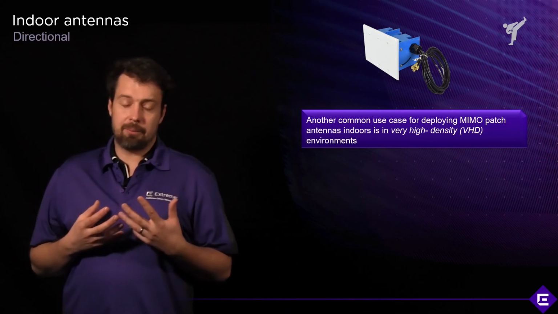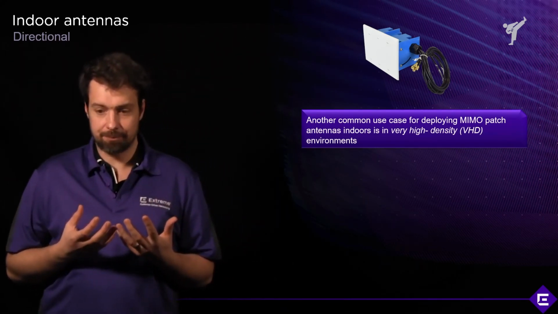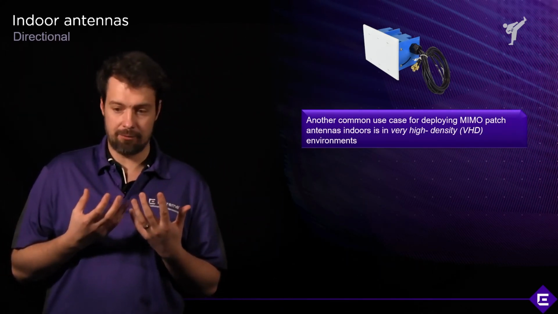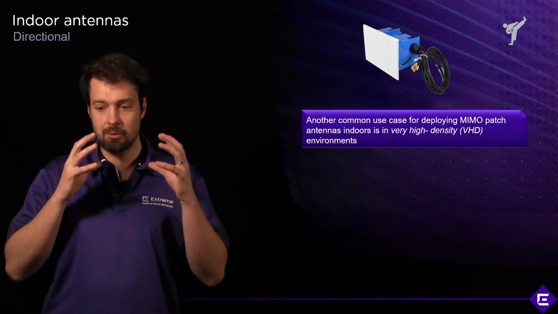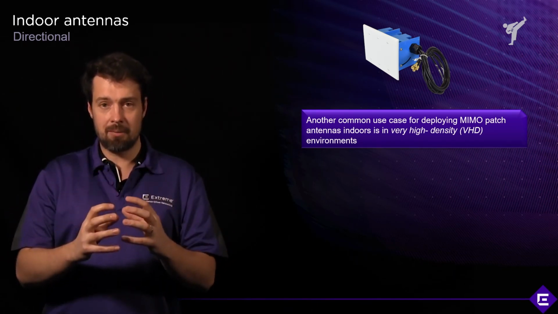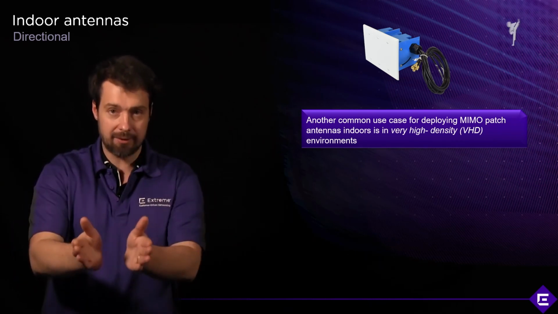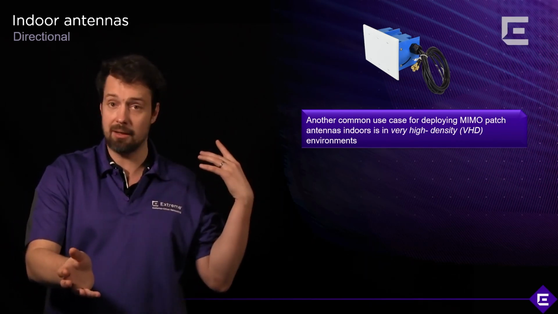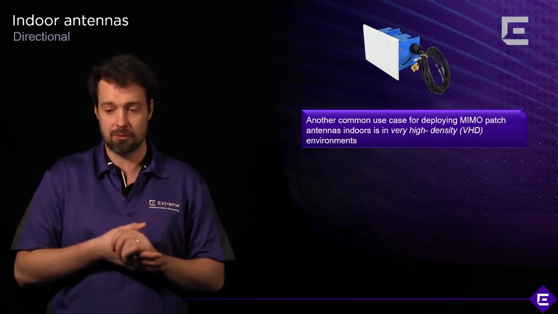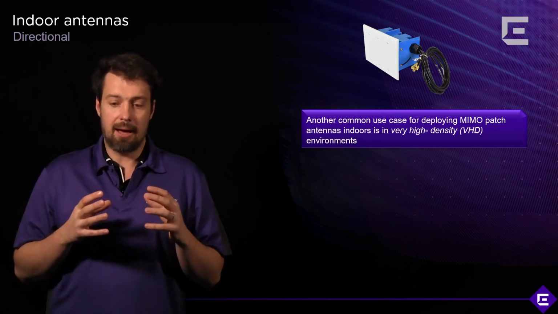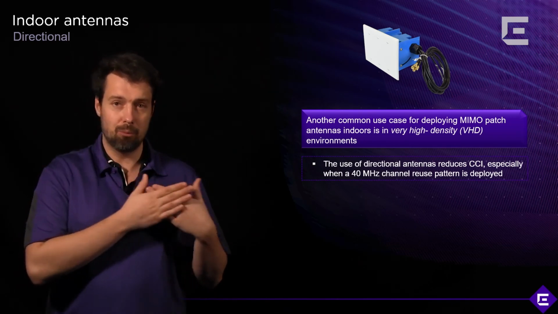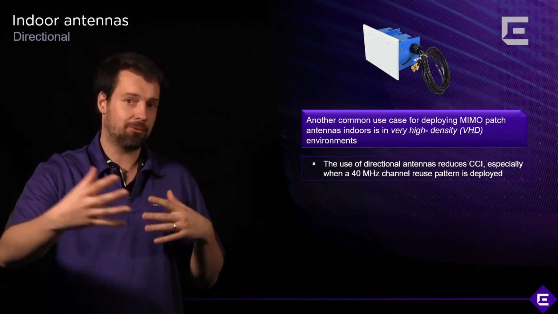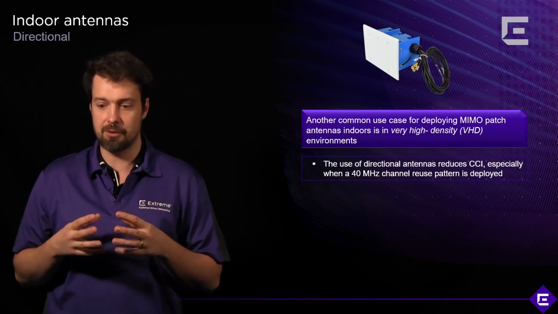Another use case for deploying patch antennas is in very high density environments. In those environments, what we want to do is reduce the amount of CCI, and because we direct the signal away from maybe where the other access points are or other sources of RF, the directional antenna might be a good tool to move most of the signal away from co-channel interference scenarios.